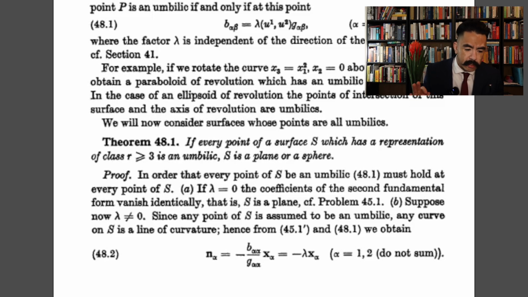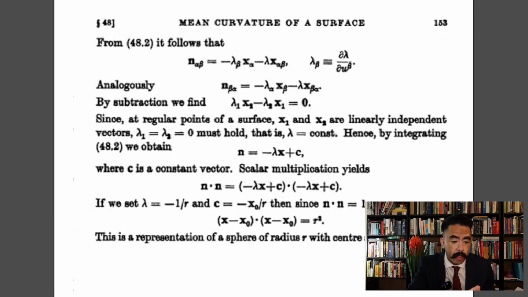Since any point of S is assumed to be an umbilic, any curve on S is a line of curvature. Hence, from the formulae of Weingarten, as well as the previous relation B_{αβ} = λ G_{αβ}, we obtain that the vector n_α equals −(B_{αα}/G_{αα}) times vector x_α, which is equal to −λ times the vector x_α, where α equals either 1 or 2 and do not sum. It then follows from this relation that n_{αβ} equals −λ_β x_α − λ x_{αβ}, and additionally λ_β is equivalent to ∂λ/∂u_β.